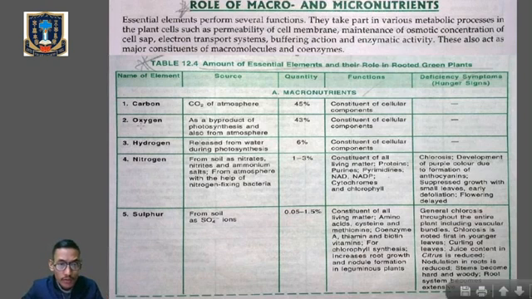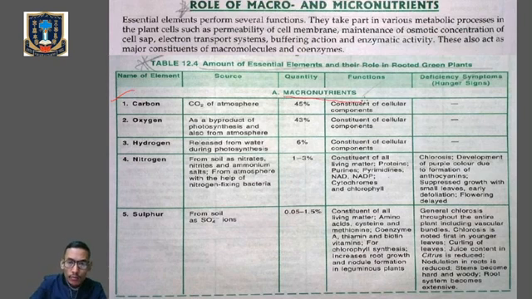So now we will see the first element, that is carbon. The source of carbon is mainly the atmosphere, in the form of carbon dioxide. So source: carbon dioxide of the atmosphere. Quantity is 45%. We are discussing the macronutrients, remember carefully. So carbon quantity is 45%. Functions: they are the constituents of cellular components.